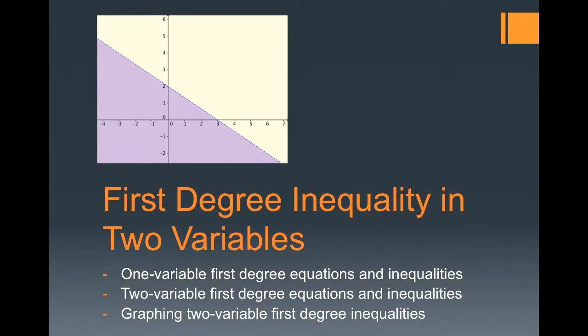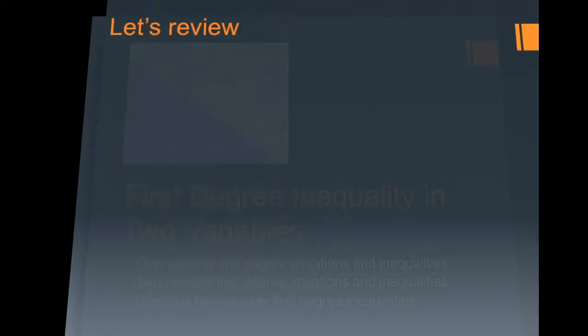The last section of our analytical geometry is first degree inequality in two variables. You should have already been familiar with the word inequality before. In this PowerPoint, we're going to talk about one variable first degree equations and inequality, two variable first degree equations and inequalities, and how to graph two variable first degree inequalities.